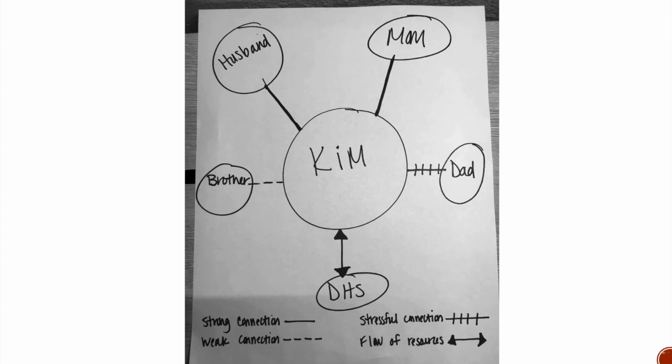That is a stressful connection. Again, you can look at the key and tell it has a line with lines going through it. And then DHS, you have that flow of resources. Kim is a consumer of DHS, and DHS provides the product. And so that relationship goes back and forth. And with the brother, there's that weak connection to the left. You see the dots, it's not strong, it's not solid.